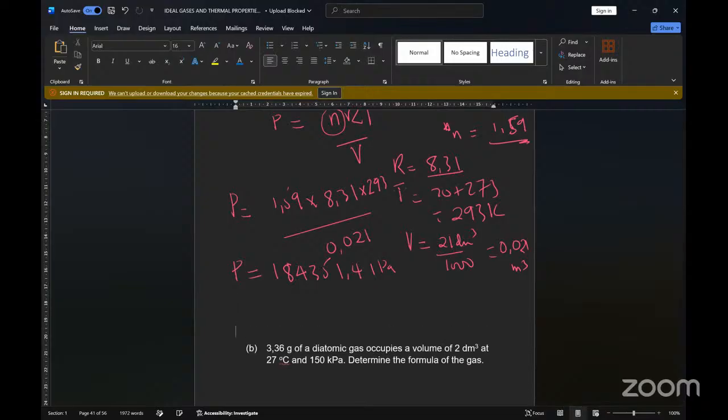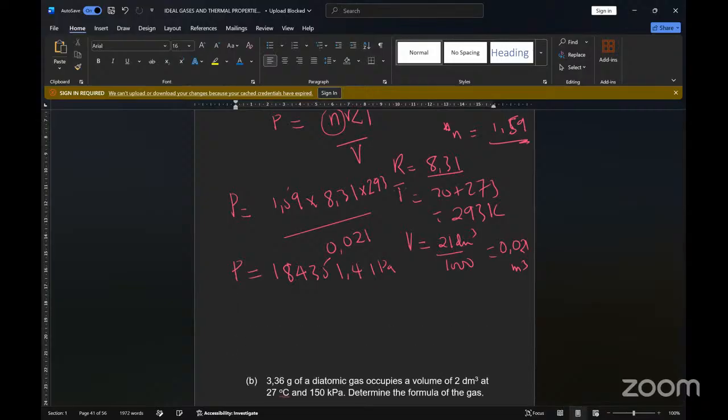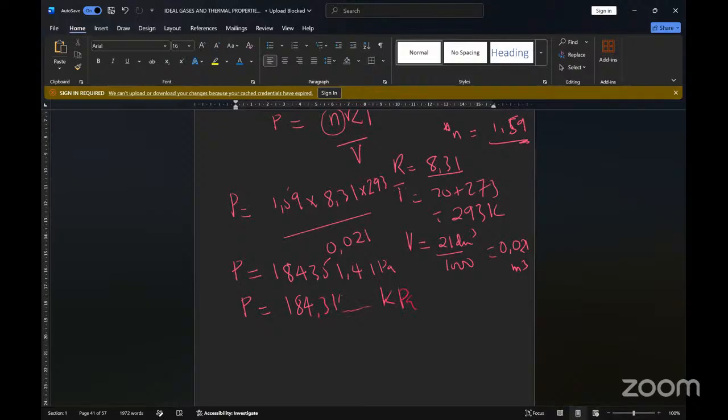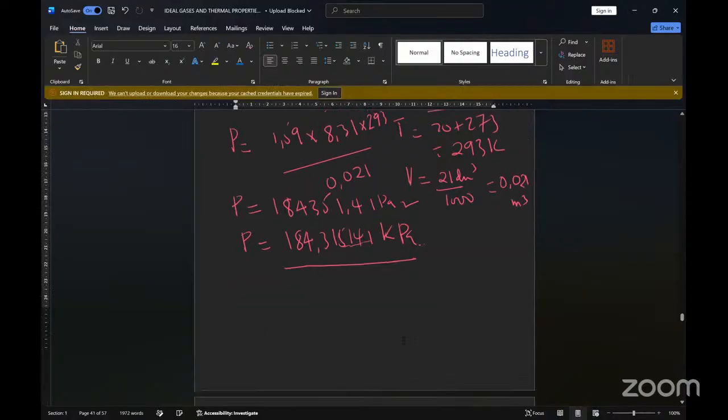Remember, the unit is Pascal, not kilopascal. Or you can say the pressure is equal to, so if we are changing it to kilo, it means we are dividing by 1,000. So you move it 1, 2, 3. So you can write it as 184,351,41, whatever, and then you put kilopascal. However many decimal places you choose to place. So you can leave it like this, kilopascal, or this. I will prefer this. Okay. So that is how it is calculated.